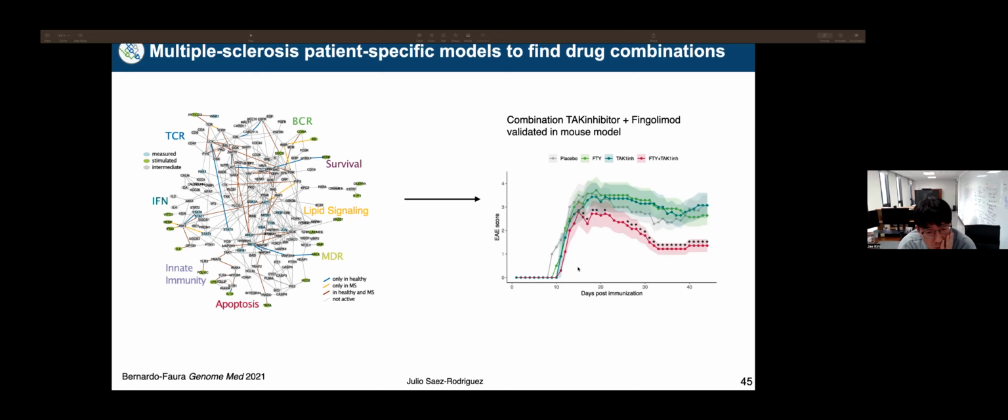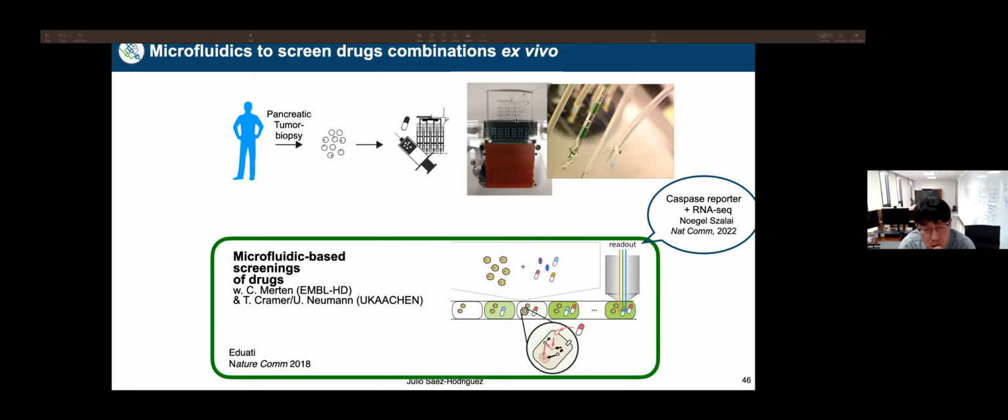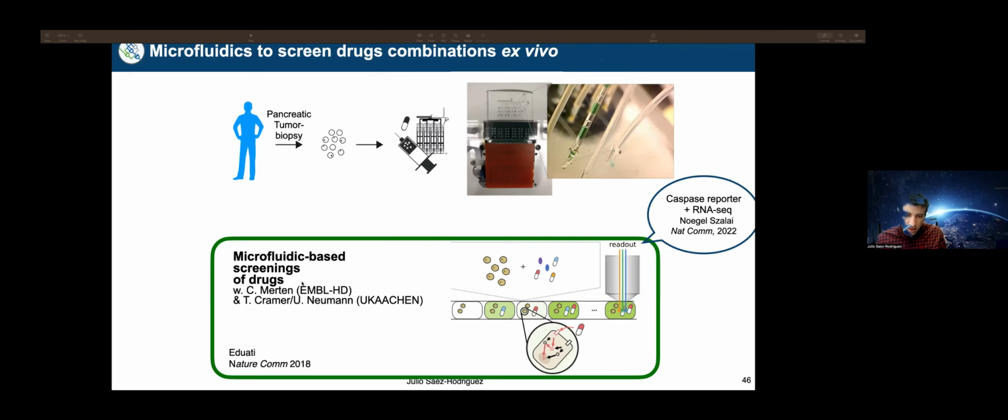And the last thing is how we could do this if you have solid tissues. If it's not blood, it's very hard to get material from patients. Even if you have a cancer, you remove part of the tissue, but often it's not a lot. And for this, we worked together with Christoph Merten, at the time at EMBL, now at EPFL in Lausanne, and colleagues in the clinic in Aachen, Thorsten Cramer and Ulf Neumann, to apply microfluidics to generate drug response data.